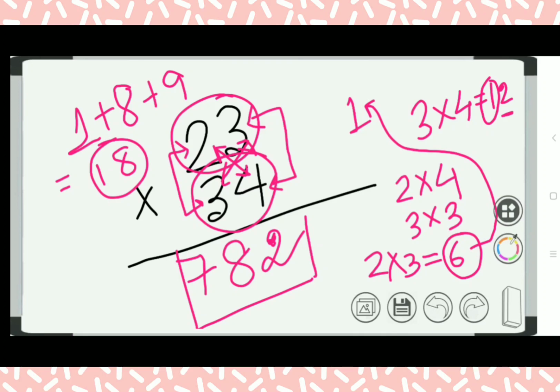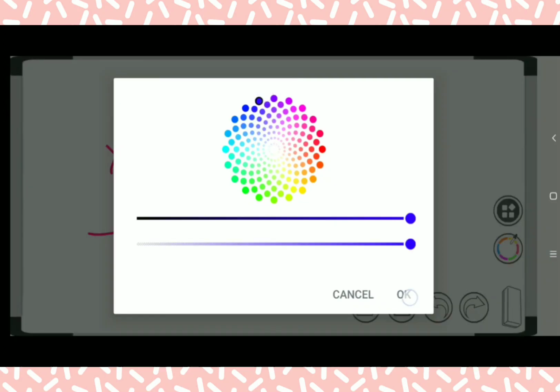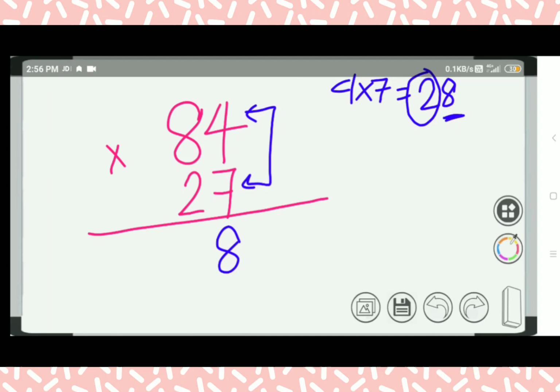Okay, so let's take another example. Suppose I am multiplying 84 and 27. Now we are doing it step by step. Let's start multiplying from 7 and 4, meaning the two digits of the unit places. It is coming 4 into 7, which means 28. So first step, this 8 will be placed here. We have 2 in our hand as carry, so we keep 2.